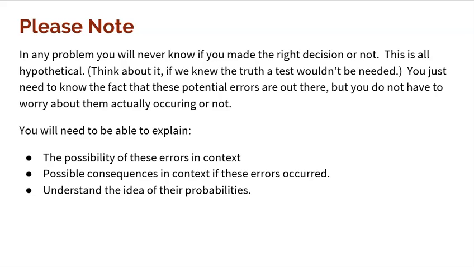All right, so what do you really need to do? You need to be able to understand the possibility of these errors in context. You need to be able to explain them in context. So we're going to practice that in a moment. And you also need to understand possible consequences of these errors in context. And again, we're going to explain that in a moment. And you also need to understand the basic idea of their probabilities. Don't focus so much on actually calculating any kind of probabilities here. Just know that these things do exist. They don't exist at a very high probability, but they do exist.